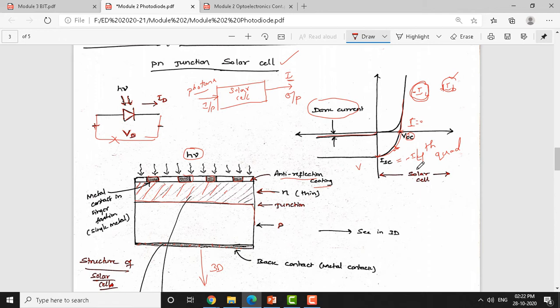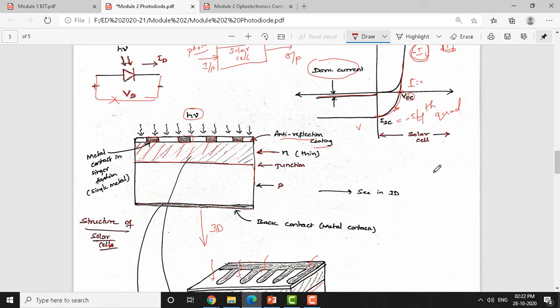How do you operate in the fourth quadrant? I told you these extreme limits here, VOC and ISC. If you maintain voltage and current within these two limits, that means you are operating the photodiode in the fourth quadrant. Now the PN junction, instead of acquiring energy from the external source, gives energy to the external source.